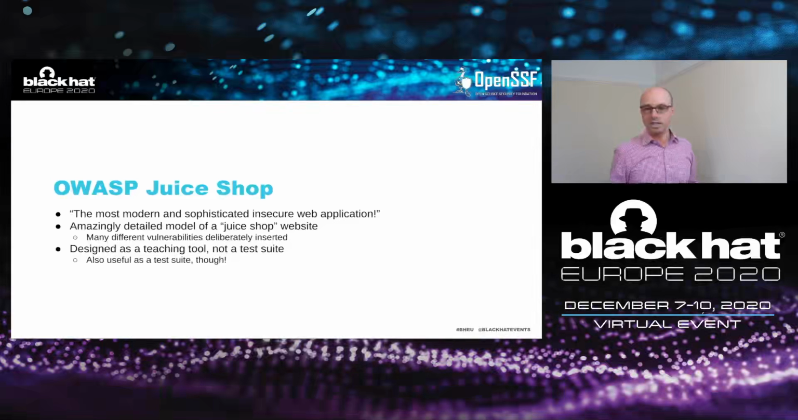So let's move on to the second example of a test suite. And this is something called OWASP Juice Shop. And this is actually a really well-made piece of code. Its tagline is the most modern and sophisticated insecure web application. And so what they've done is they've made a very detailed model of an e-commerce website with vulnerabilities deliberately inserted.